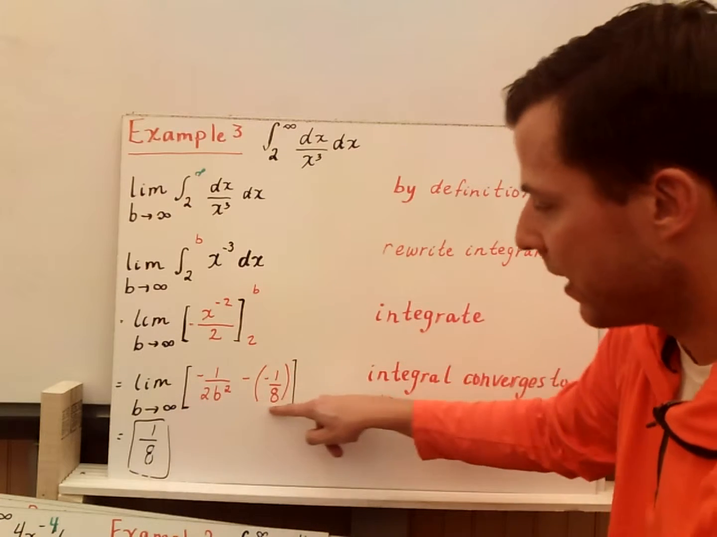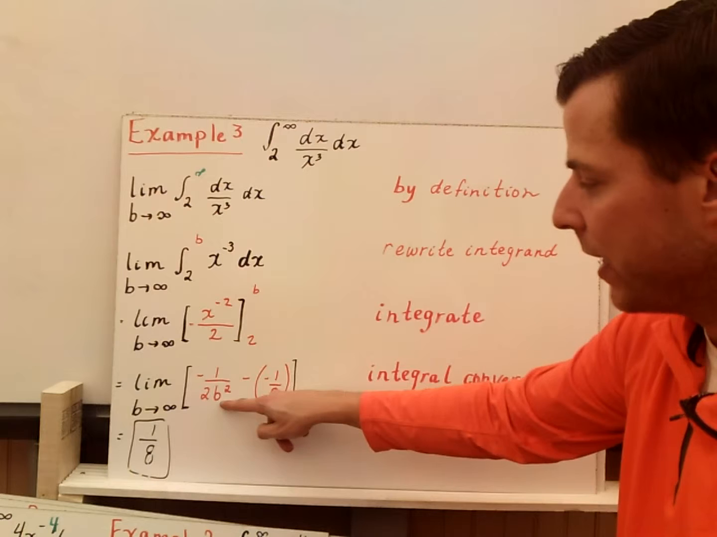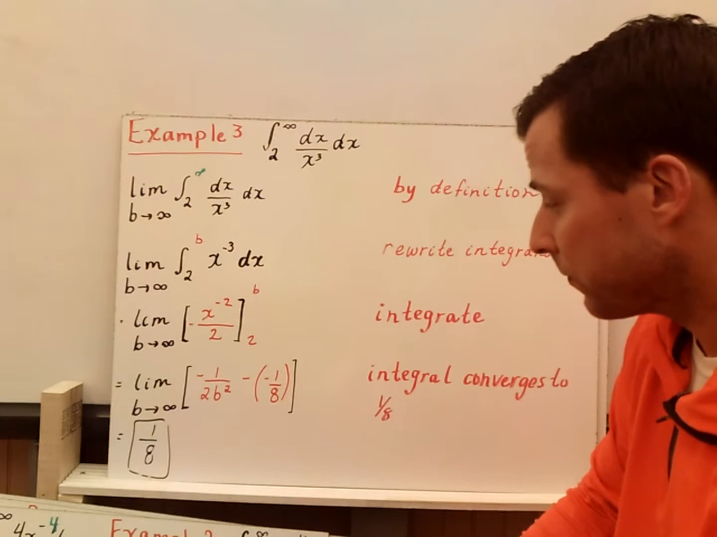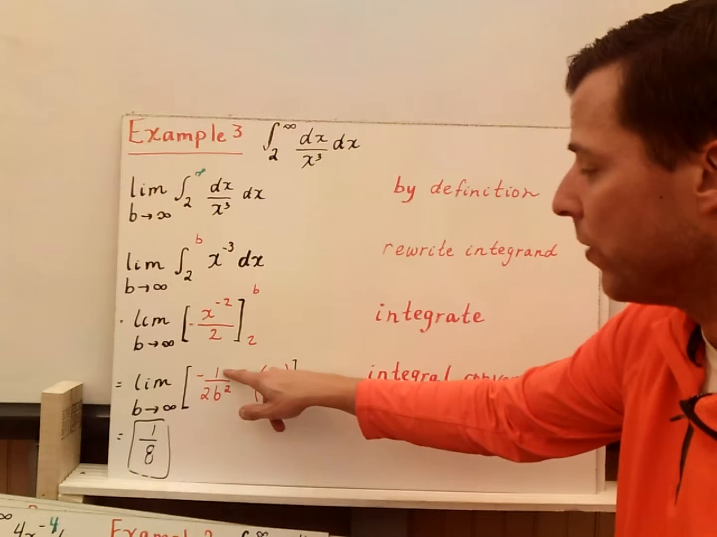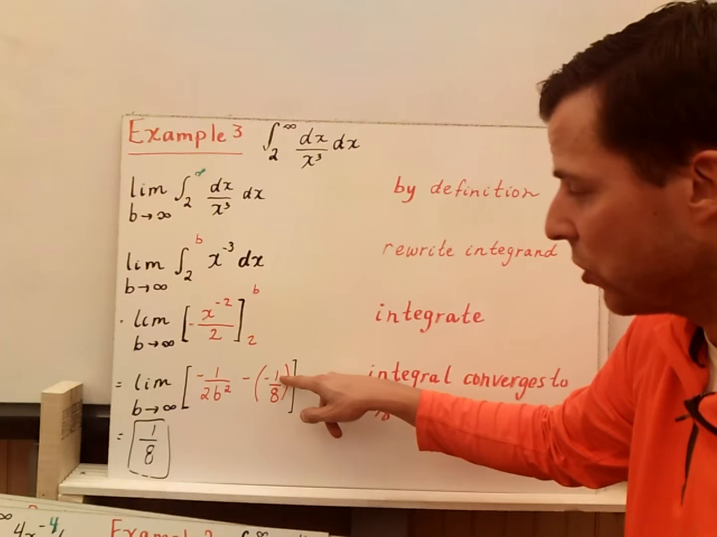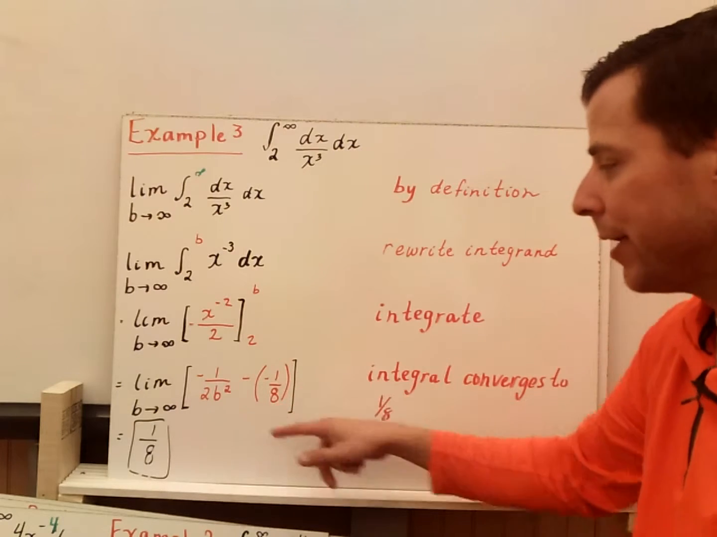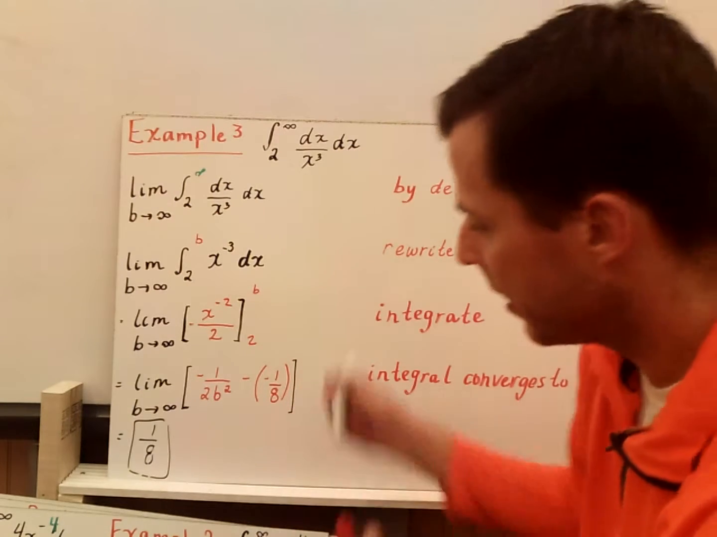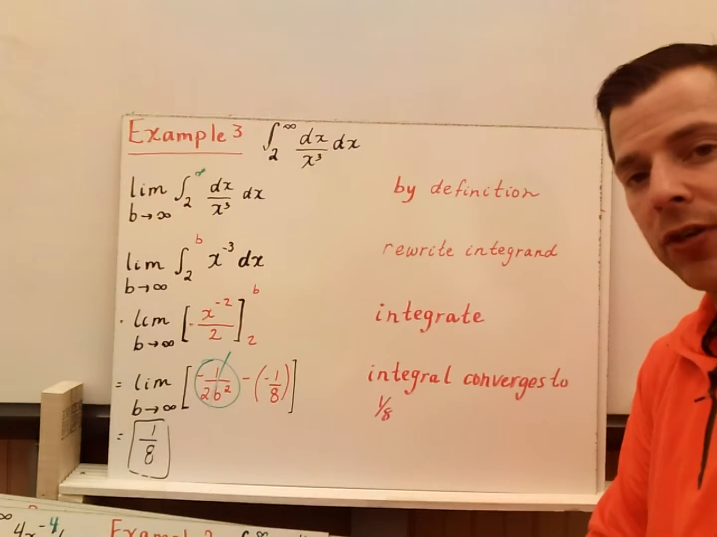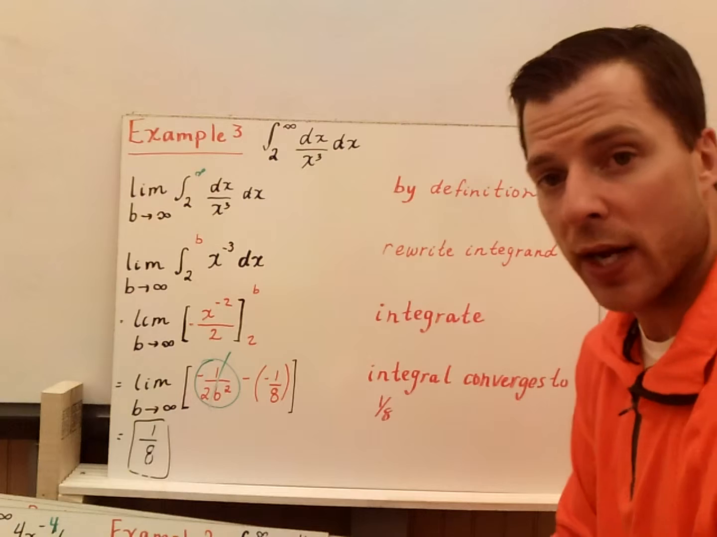So I go ahead and simplify this out. If I plug b in, and then I plug 2 in, we're going to get negative 1 over 2b squared minus negative 1/8. That's what happens when you plug in 2. But the first part is going to go to 0 again because you put a very large number in that denominator. It's going to go to 0. So we converge again to 1/8.